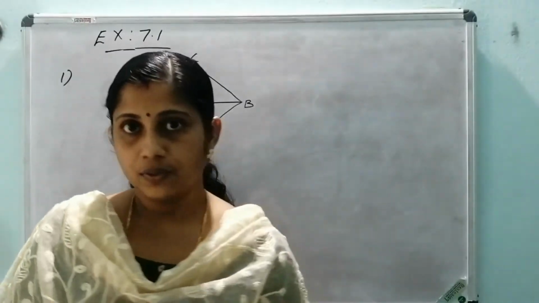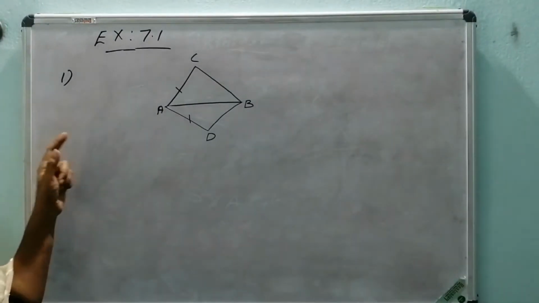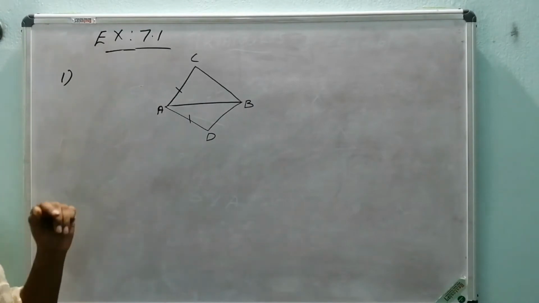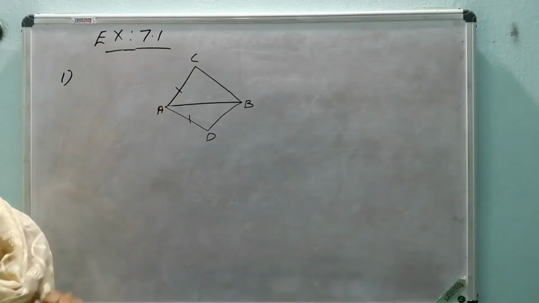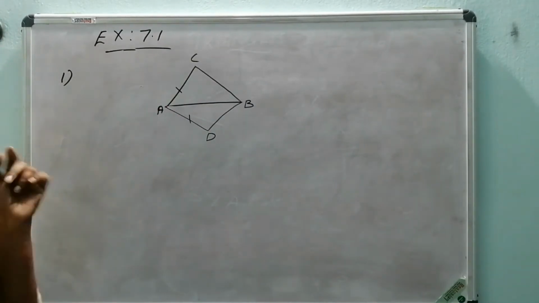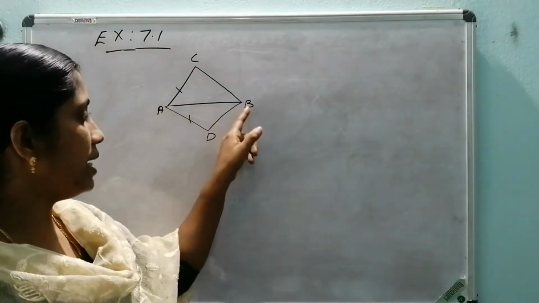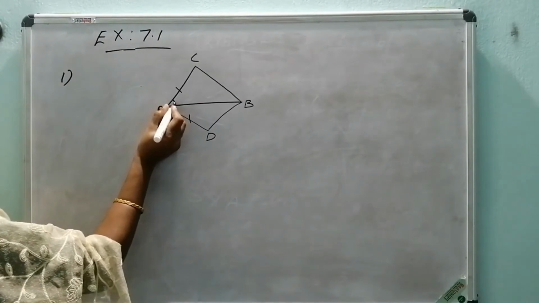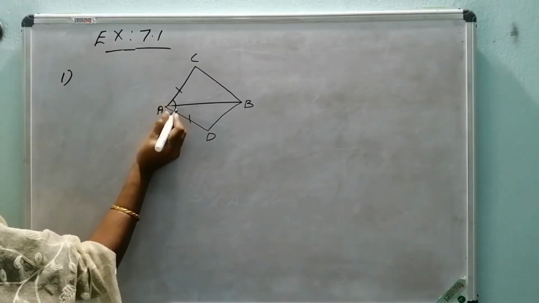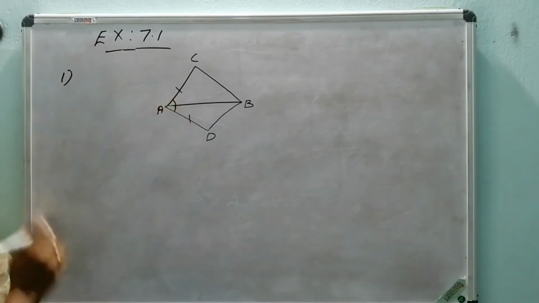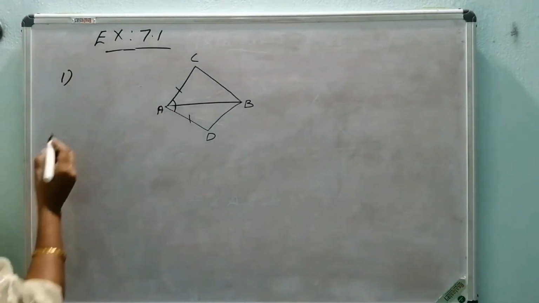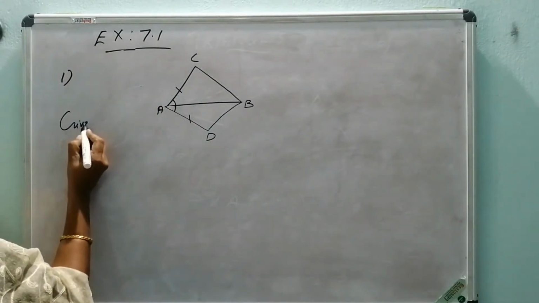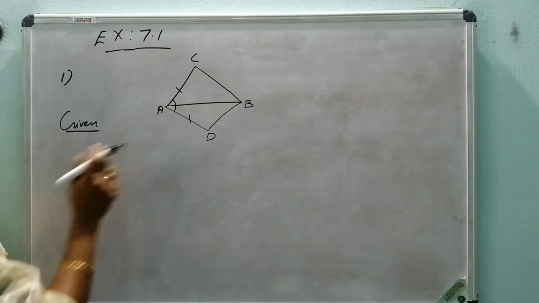First question. What's the question there? A quadrilateral ABCD is given, and it is given that AC and AD are equal. It is also specified that AB bisects angle A. AB bisects angle A means these two parts are equal. This angle and this angle will be equal.